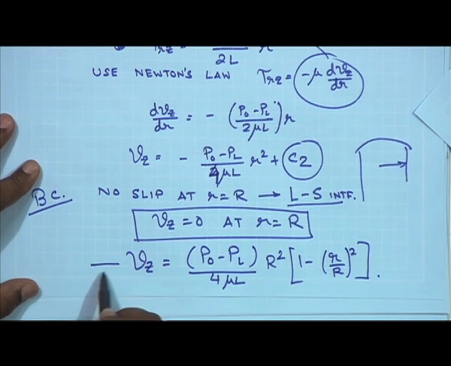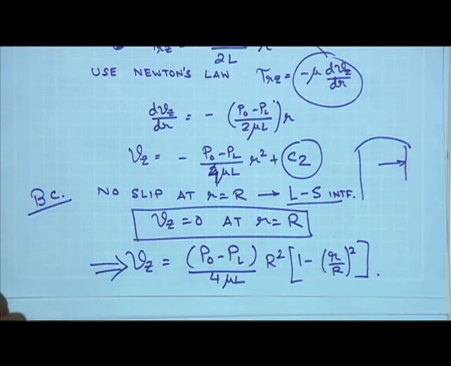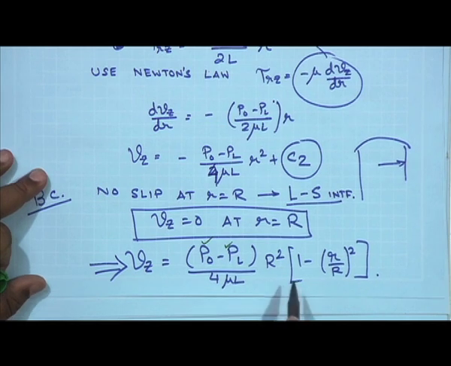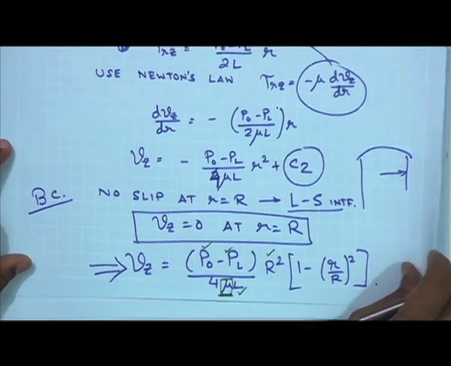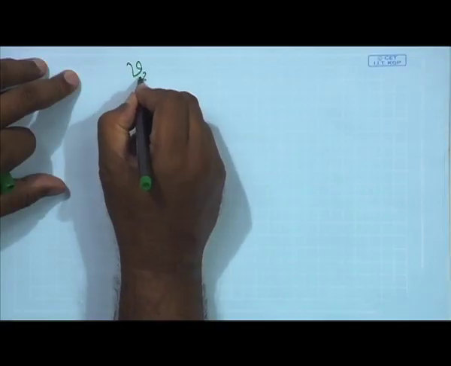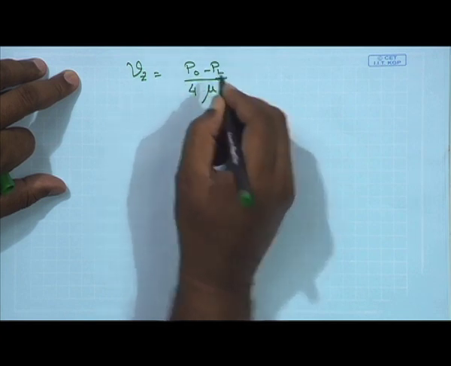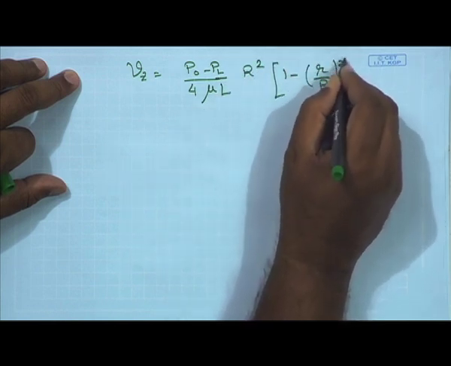So, this is the expression of velocity for flow in a circular pipe in the presence of pressure gradient and gravity which is embedded into it, and all other parameters, the geometric parameters R and L, and the transport property mu are already present in here. I would write it once again because it would help us in our discussion: Vz is P0 minus PL by 4 mu L times R squared times 1 minus r by capital R whole squared.